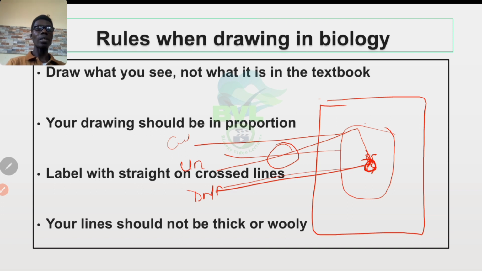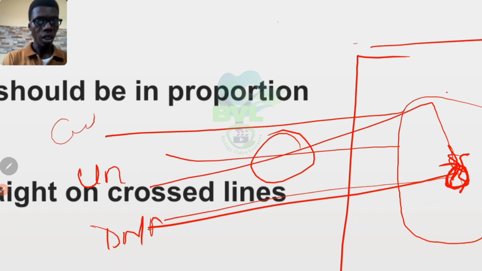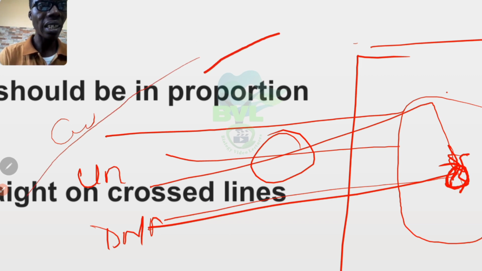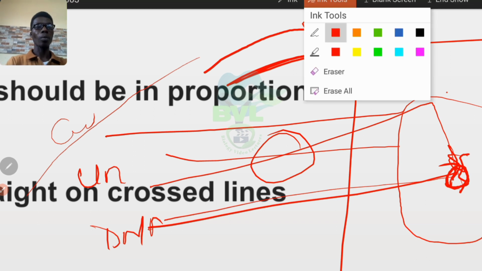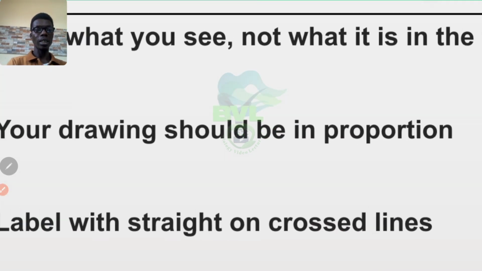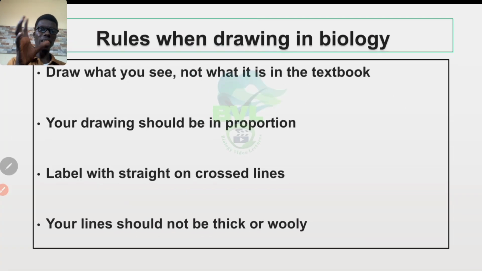Your line should not be thick or woolly. That means that when you're drawing, you should have a simple sketch, not something very thick and woolly, having breakages like that, or just too thick. All of those things should be put into consideration when drawing, please. This is just a small section of that. There are more things to drawing in biology. I'm going to give you a comprehensive video on that much later.